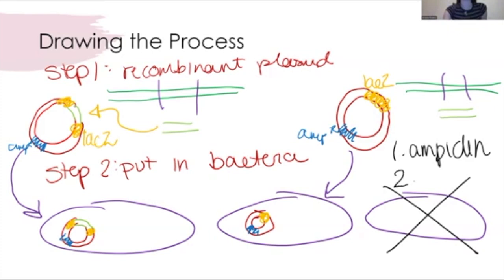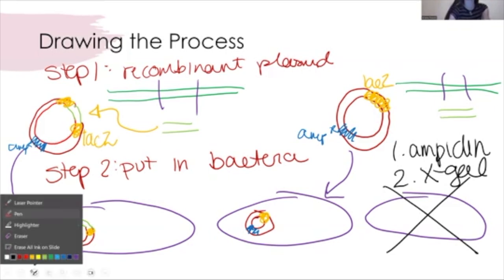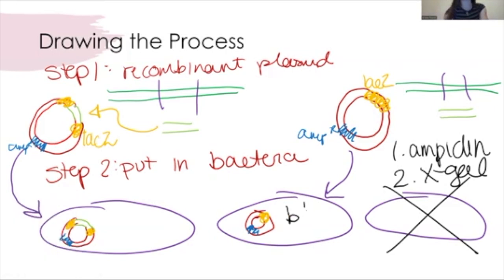And for step 2, I'm going to put in xgal, which, if my beta-galactosidase is functional, meaning LAC-Z is functional, it'll break down xgal and turn blue. If not, it'll be white. So this one that is functional, my second one, is going to turn blue because it'll break down xgal. My other one that's not functional will be white because I disrupted it. It doesn't work.